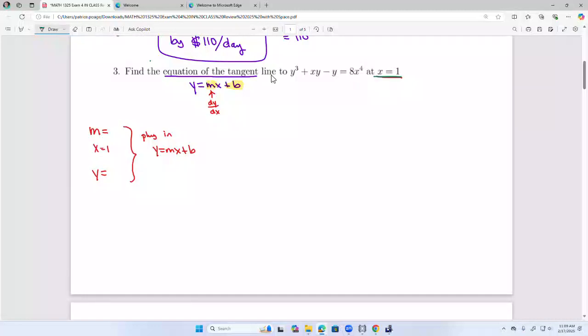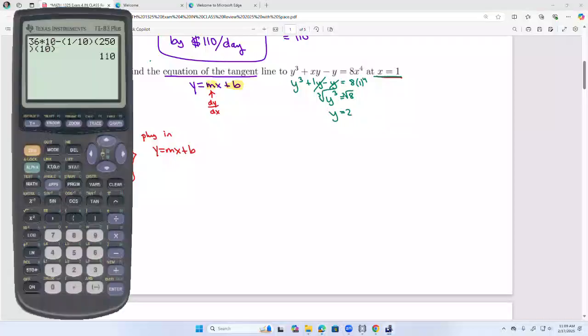So I'm going to plug x equals 1 in here, and I get y cubed plus 1 times y minus y equals 8 times 1 to the 4th. Y minus y cancel. Y cubed equals 8 times 1. If I take the cube root of both sides, I get y equals 2. Just in case you don't know how to do it, the cube root on your calculator is found in math, and the 4th one down is your cube root. The 5th one, you can put in any root you want. So I'm going to do the cube root of 8, and I get 2.